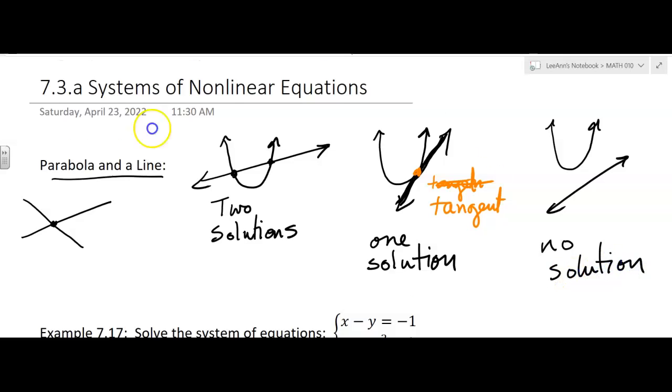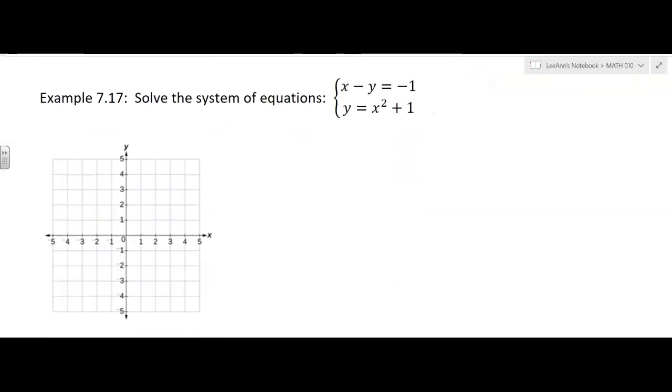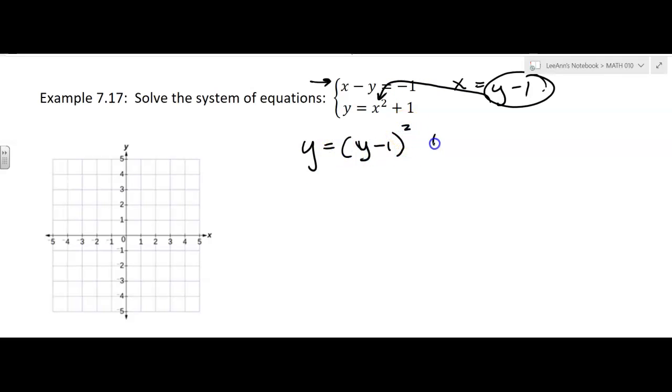Okay, so we're going to give you an example of a parabola and a line. Now, I will graph these, but I'm not going to do that first. I'm going to solve using substitution first. So up here is the linear equation. You can tell because it doesn't have any squares in it. So let's say I put y on the other side and I rewrite that equation as x equals y minus 1. Then I can substitute that y minus 1 in for x into the other equation, and I get y equals y minus 1 squared plus 1.